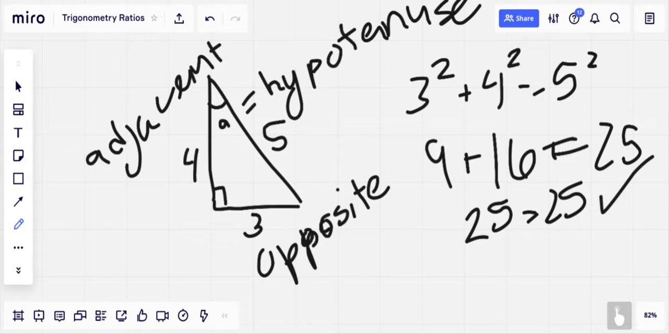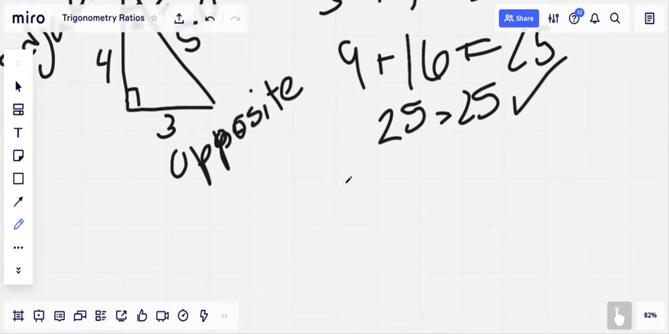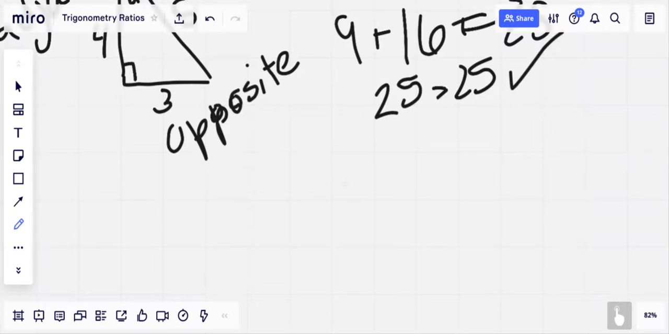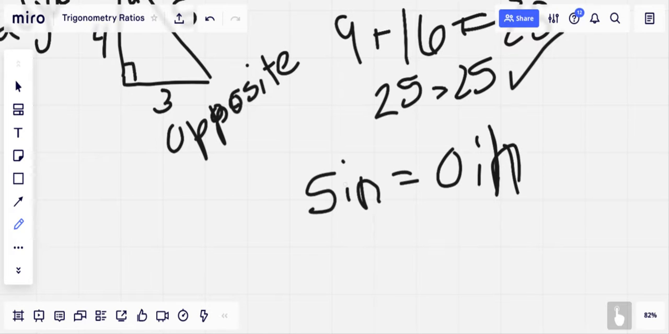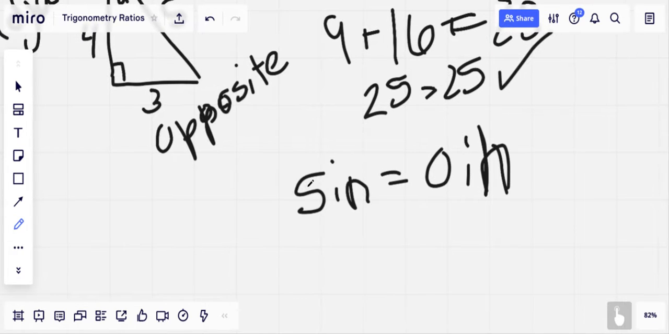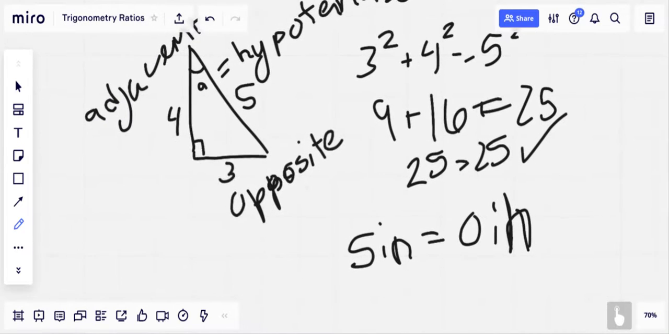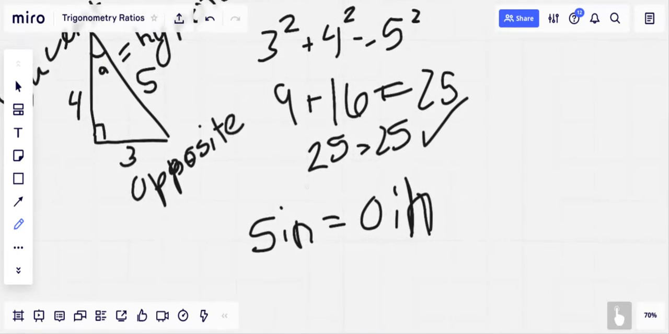So we have three trigonometric identities that we're going to discuss in this video, and these are the most basic. We have sine, and sine is the ratio of the opposite to the hypotenuse side. So if someone asks, what is sine in this triangle, you would say sine is equal to the opposite, which is 3, over the hypotenuse, which is 5. So sine is equal to 3 over 5, or 0.6.